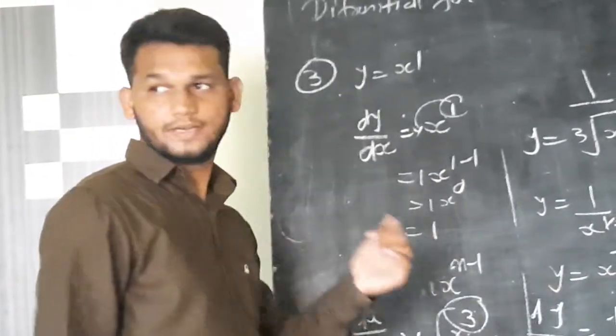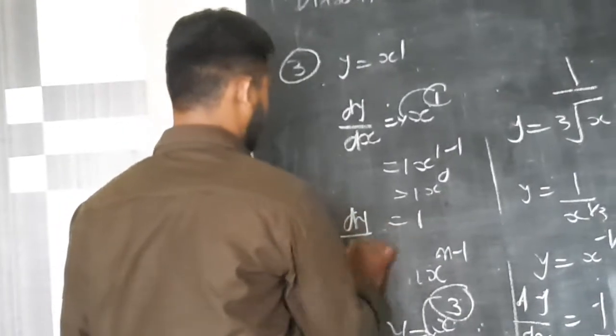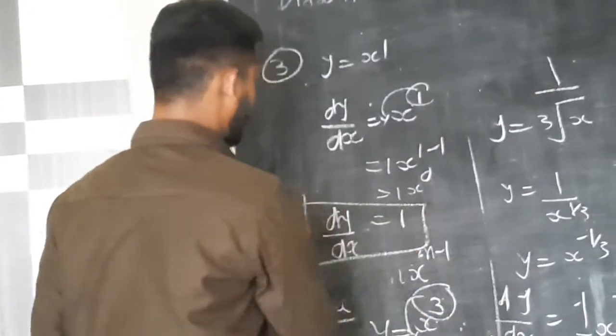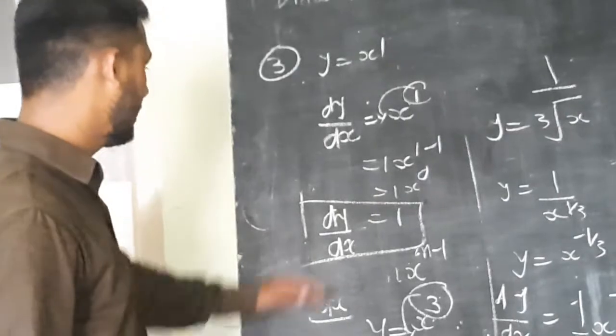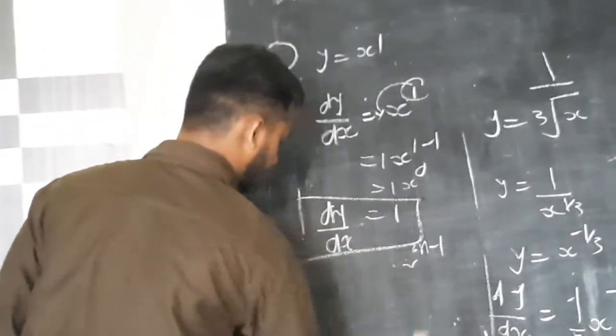It means we can get that the 0 1 value. So we have dy by dx of x equals 1. So this is our formula number 3. Now we are discussing our formula number 4.